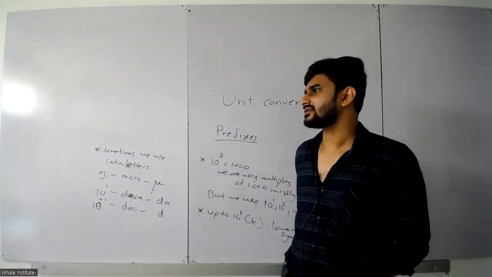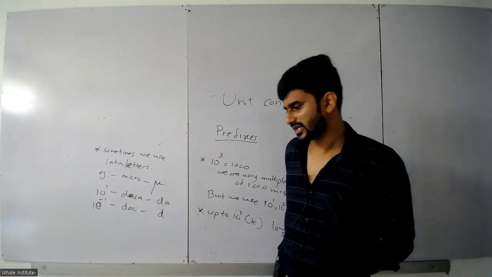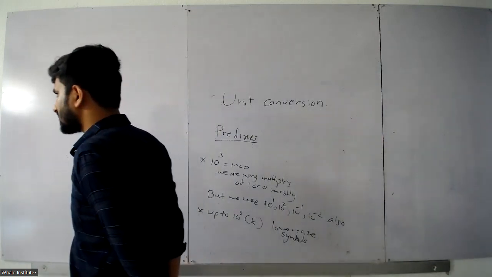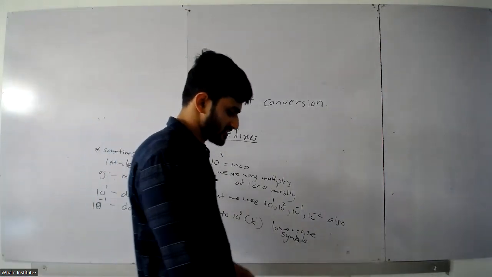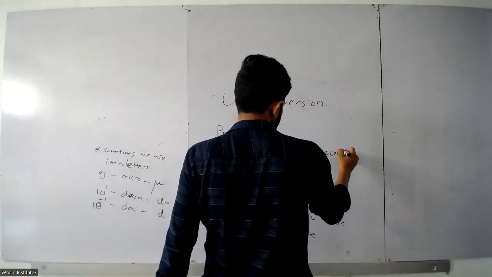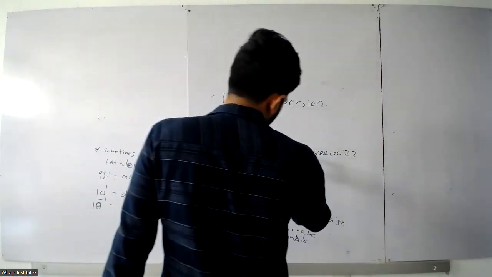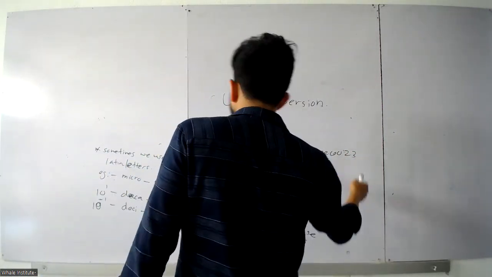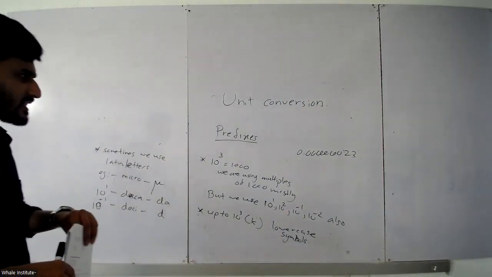With small values and huge values, it is difficult to express them using normal units. Like when we are expressing 0.0000000023, you have to count the zeros: 1 2 3 4 5 6 7 8. That's hard, right? Reading and writing it is hard.